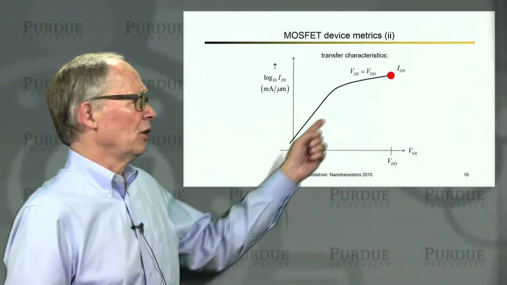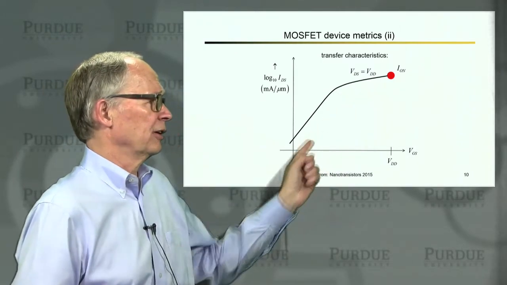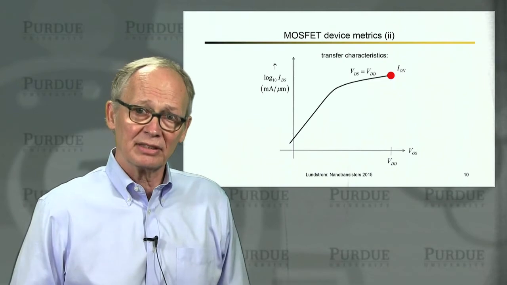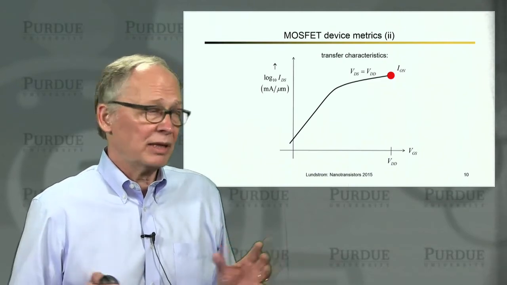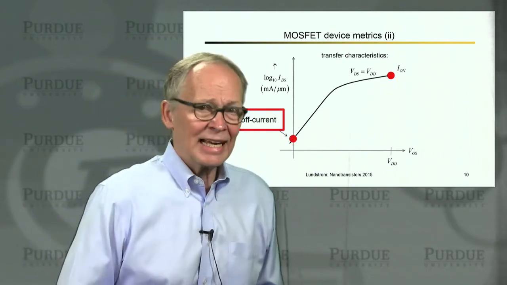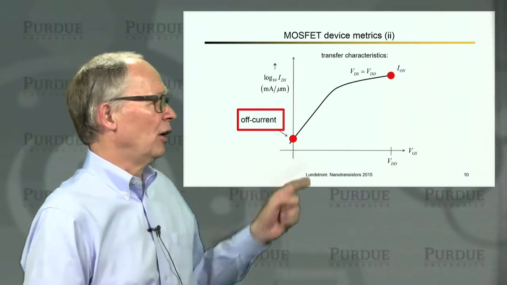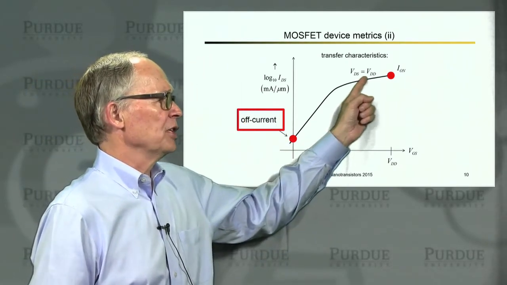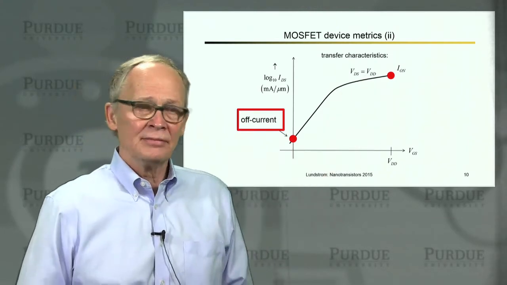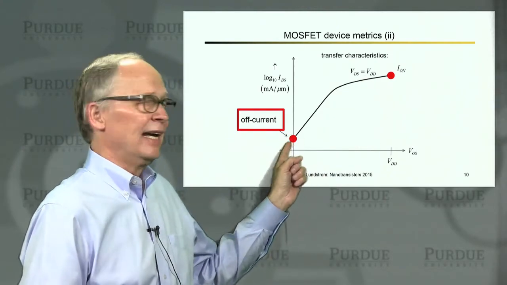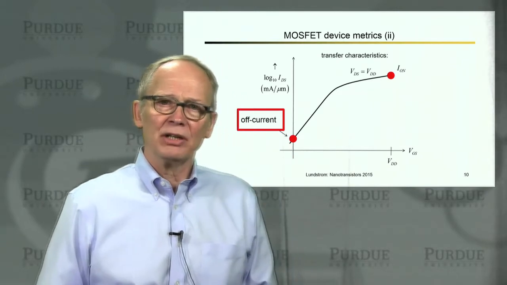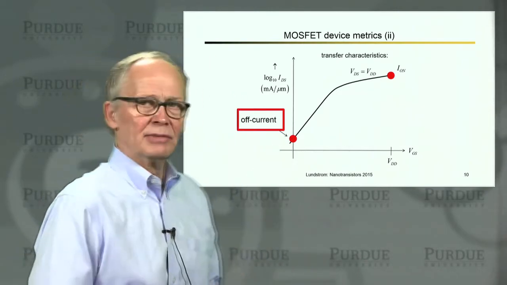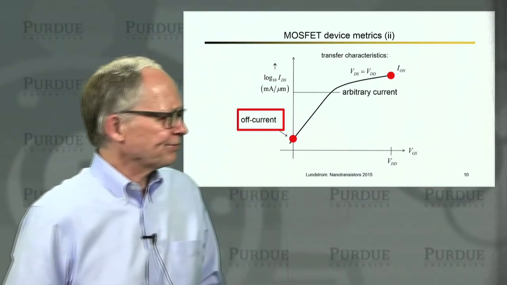So if I plot it on a log scale, this is what the transfer characteristic would look like. It's the same transfer characteristic we showed on the previous slide, just plotted on a log scale. Okay, now we can read off what we call the off current. The off current is defined when we have a large voltage between the drain and the source, but no voltage on the gate. The transistor is supposed to be off, but there is some leakage current flowing. We can just read it off of this log plot now.